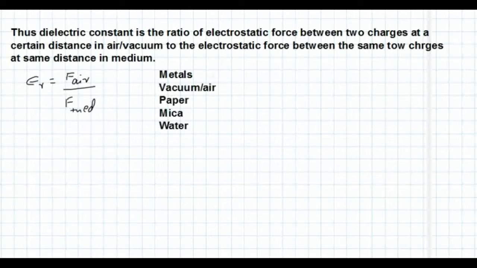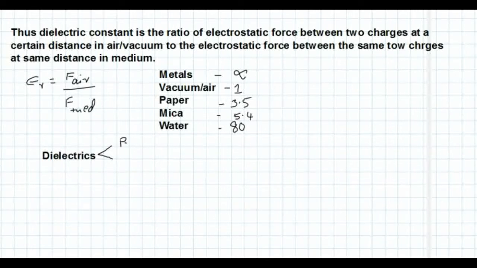Now, what are the different values of this epsilon r? For metals, this relative permittivity is infinity. And for vacuum or air, as we have already seen, it is 1. For paper, the value of dielectric constant is 3.5. For mica, the value of dielectric constant is 5.4. And finally, water. For water, the value is 80. So this way, different materials are offering different resistance to the passage of electric fields.